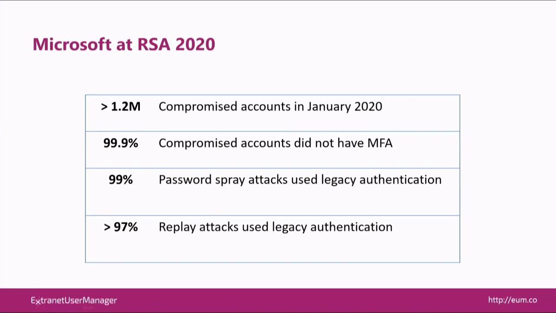1.2 million compromised accounts in 1 month in Azure AD. Yes, they have billions and billions of accounts. It's still a big number. But of those, 99.9% didn't have MFA, and they use legacy auth for both replay and password spray attacks. Close those 2 doors. Say, okay, we've got a blanket MFA policy and we block legacy authentication protocols. You're 1,000 times more secure than somebody that didn't do that. And I think those stats still hold today from that point of view.